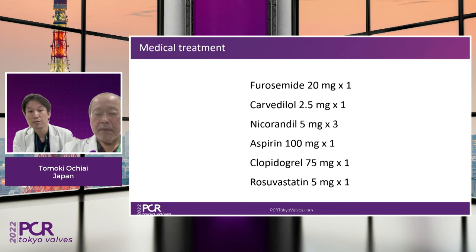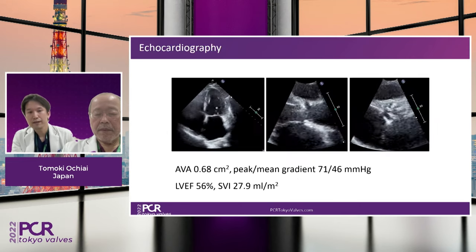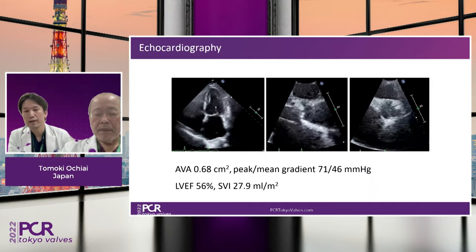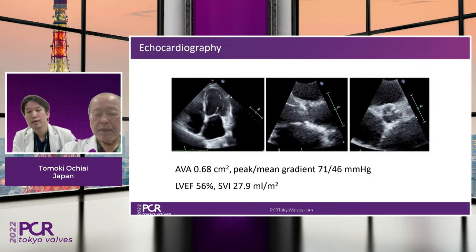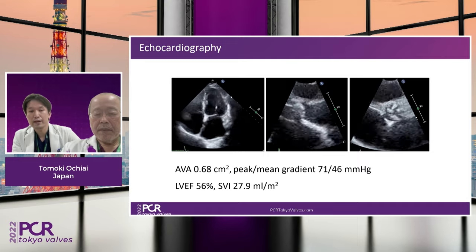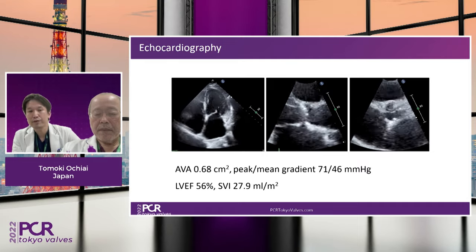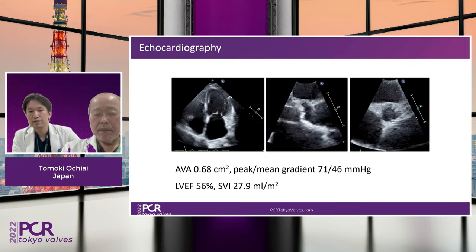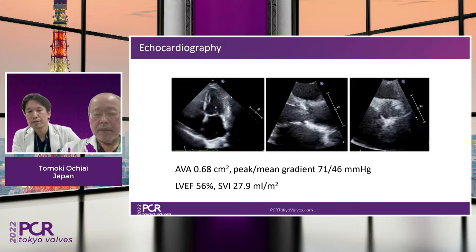Her ECG shows normal sinus rhythm with narrow QRS. For medical treatment, we started her on diuretics and a beta blocker, and she also received antiplatelet therapy. Her echocardiogram showed normal left ventricular function, and her LVEF was 56%. It also showed severe aortic stenosis with a valve area of 0.68 square centimeter, and peak and mean gradients were 71 and 46 millimeters of mercury, respectively.